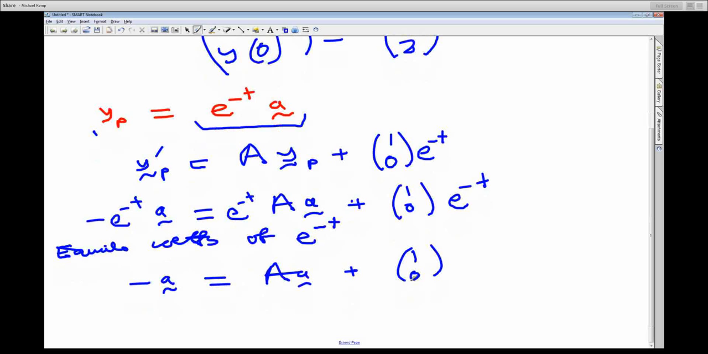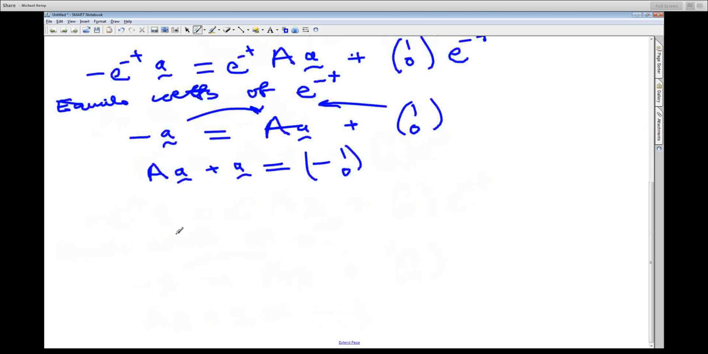And so just bumping everything together, putting this on this side, we're getting A a plus a is equal to, and I bump that on the other side, I'm getting minus (0, 1). And again, in order to add these two terms up, I stuck a big I in the middle here, just so I can actually add them up. And so that means (A plus I) times a is equal to minus (0, 1).